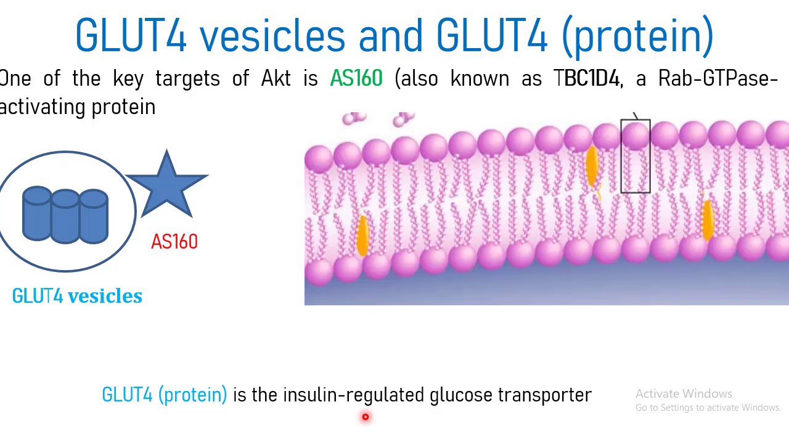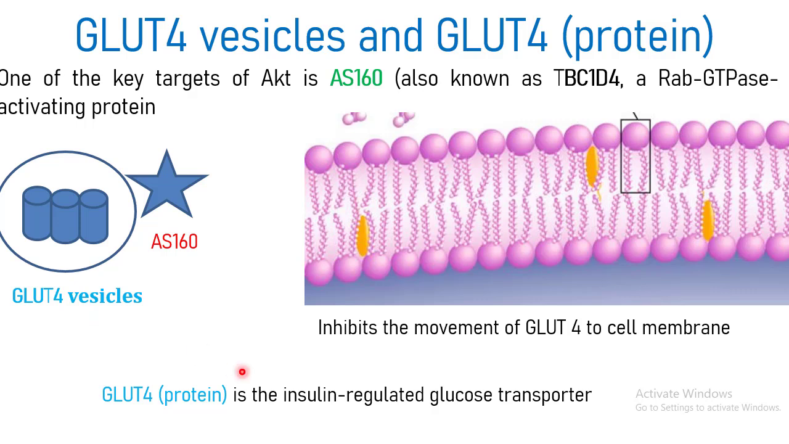That means that the GLUT4 vesicles containing the GLUT4 proteins are going to stay in the cytosol, and they are not going to move towards the plasma membrane. So what you can see is that it is inhibiting the movement of the GLUT4 vesicle toward the cell membrane, and if the GLUT4 vesicles containing the GLUT4 protein cannot move toward the cell membrane, you will not be able to take glucose from the exterior into the interior of the cell.